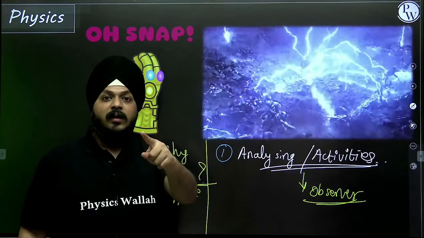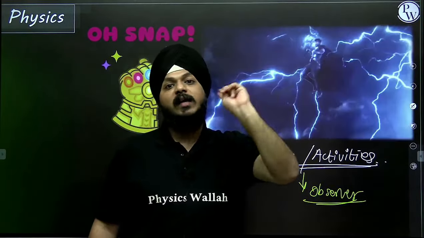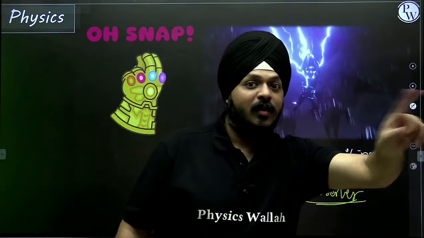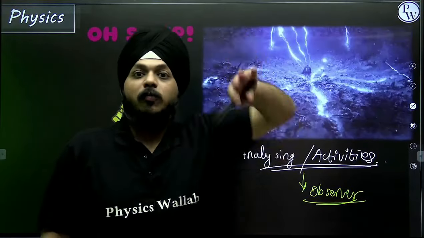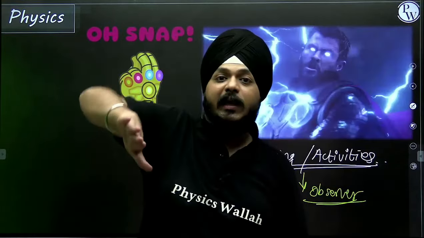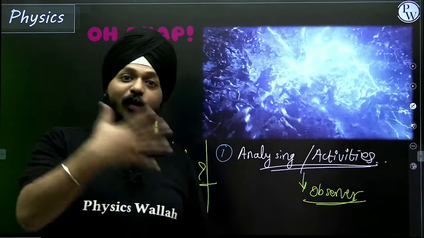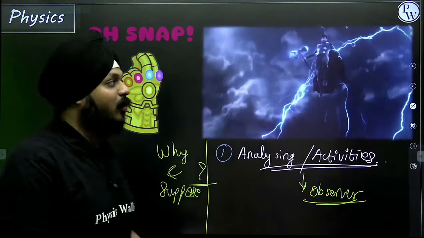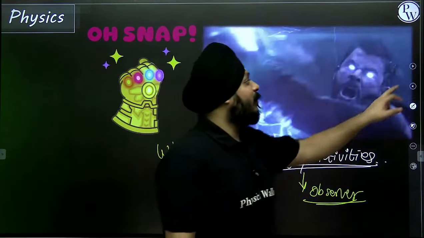You are the observer. Something is going on in the surroundings, you are analyzing, and until the end of this series you have to ask two things: why and suppose. Why is this going on? Suppose half of the universe hadn't disappeared, then what would happen? Suppose the remaining persons from this catastrophic event, what are they going to do? Are they going to create a new universe? All of those possibilities. So physics is all about this stuff. Snap. This kind of awesome visualization and examples are going to come up.